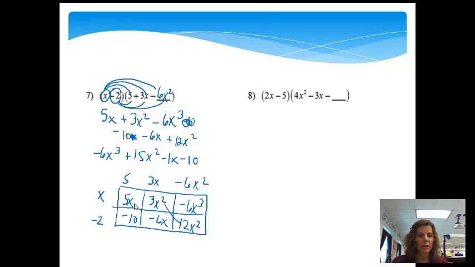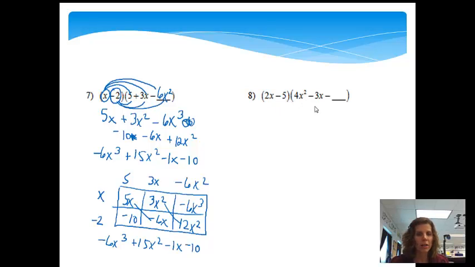This way it kind of helps a little bit because you have your like terms at diagonals, which should make it easier. All right, so starting out with the highest power, we'll have negative 6x cubed, 3x squared and 12x squared will be a positive 15x squared, 5x and a negative 6x will be negative 1x, and then we have our minus 10. So notice we get the same answer both ways. Rectangular way is easier for me on that one.